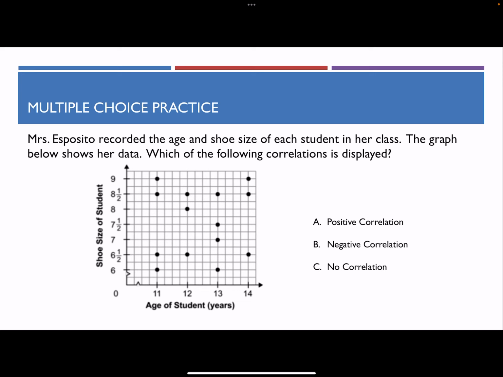And then here's another one. Miss Esposito recorded the age and shoe size of each student. The graph is her data. Which of the following correlations is displayed? So when I look at this, I see these points that are all over the place. They're just all scattered. So that tells me that there's really no correlation. It's not positive, it's not negative.